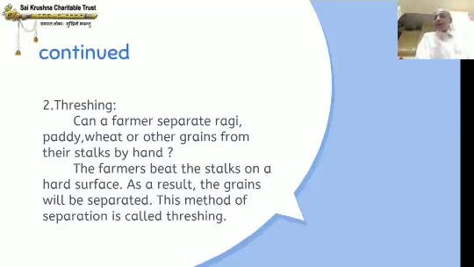Can a farmer separate ragi, paddy, wheat or other grains from their stalks by hand? Is it possible for a farmer to separate paddy, wheat, ragi or other grains from their stalks by hand? Is it really possible?